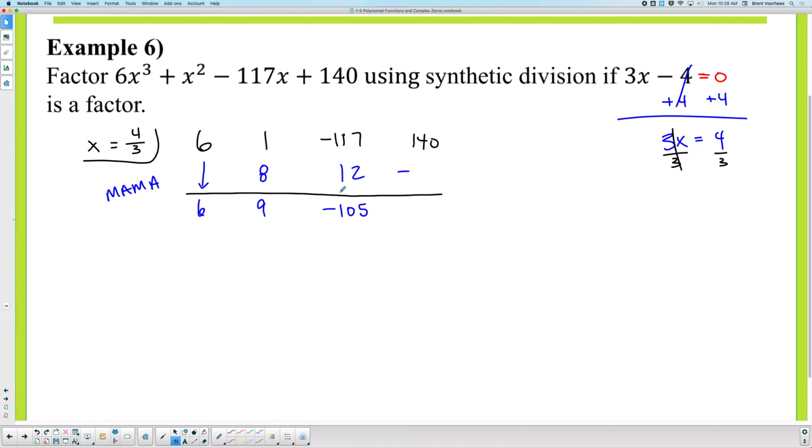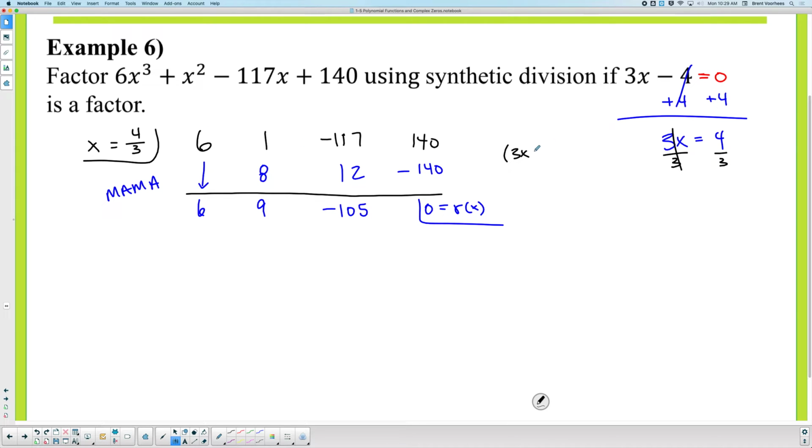3 goes into 10 3 times, remainder 1. 3 goes into 15, 5. It is 35. Negative 35 times 4. Negative 140. Now tell me, what did we just get here? 0. Is that good or bad? Good. That's good, because if it's a 0, it means it is a factor or a zero. So we've just proven that 3x minus 4 is a factor.